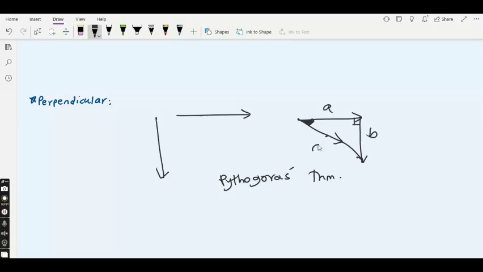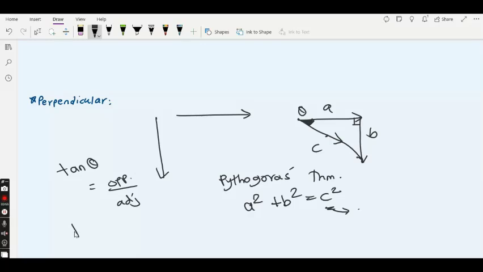So A, B and C. From Pythagoras' theorem we know that A squared plus B squared is equal to C squared. Therefore we can get the resultant vector magnitude very easily. And to get the angle, we can use the tan ratio. So tan theta, let's assume this is theta. So tan theta is equal to opposite divided by adjacent. Therefore theta is equal to the inverse tan of opposite divided by adjacent. The opposite to theta is B and the adjacent is A. And using this equation we can get the resultant angle of the vector.